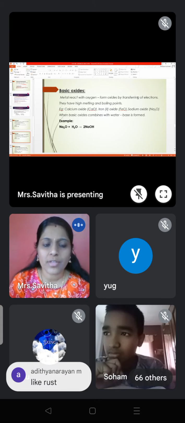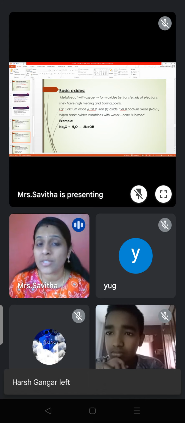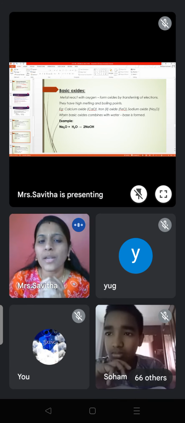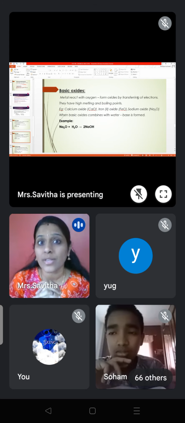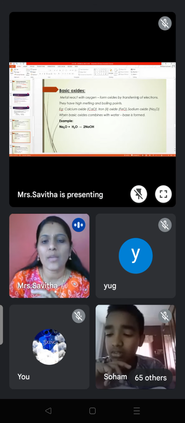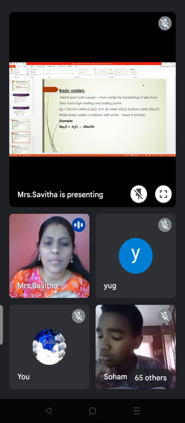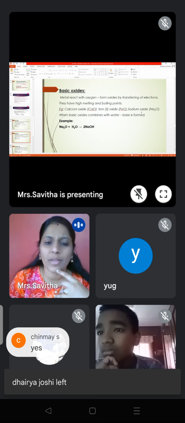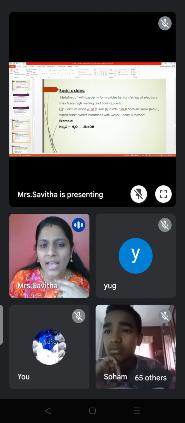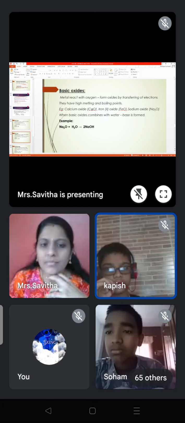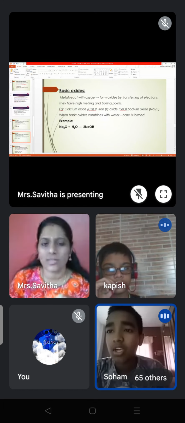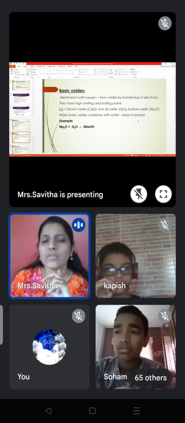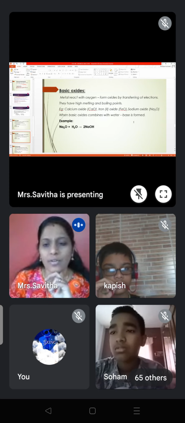They are formed by transferring of electrons. They have high melting and boiling points because it is an electrovalent compound, so definitely they will have. Electrovalent compound means the force between the particles is very strong, so they have high melting and boiling points. Examples are calcium oxide, iron oxide, sodium oxide, zinc oxide, so many. Ca, calcium is a metal, no? And oxygen is a non-metal. Fe is a metal, oxygen non-metal. Sodium is a metal, oxygen is a non-metal. That is why there is transferring of electrons.